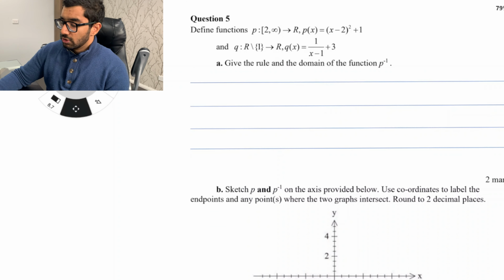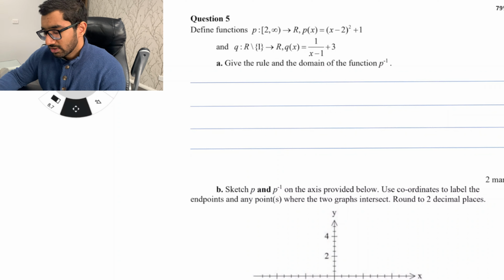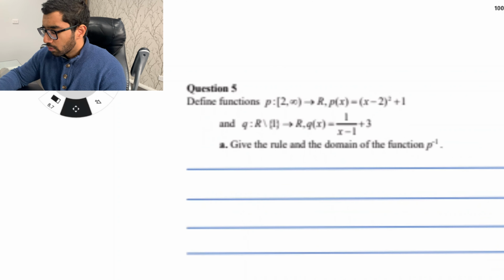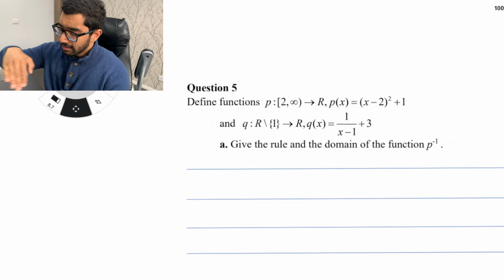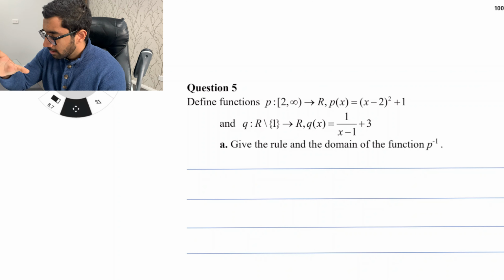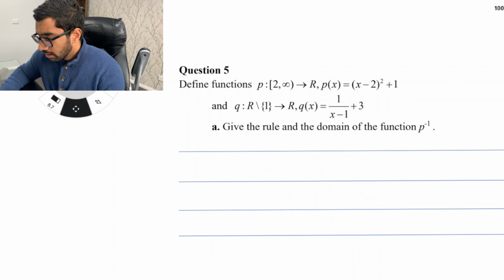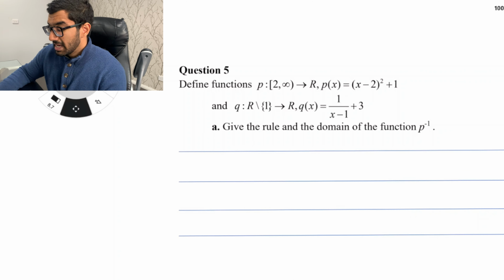And now we move on to question 5, which is our final question here. So define functions p of x. So you have a parabola, which has a restricted domain. So you have the right half of a parabola, and you have a rectangular hyperbola, which is not really restricted. So give the rule and domain of p inverse.